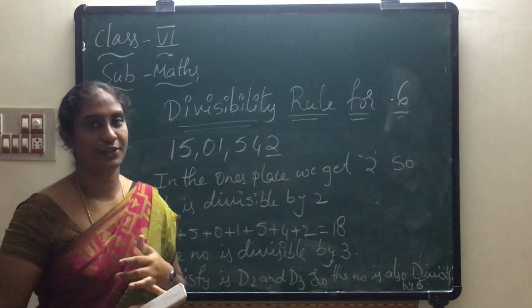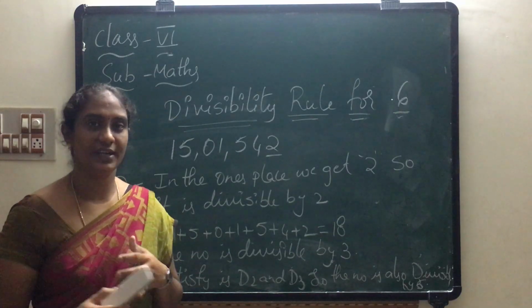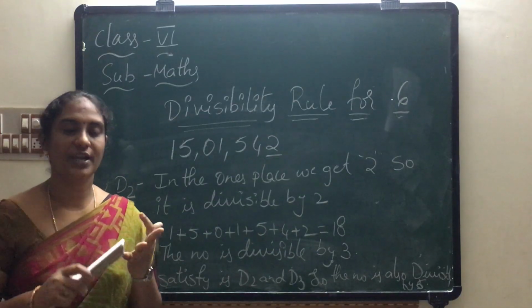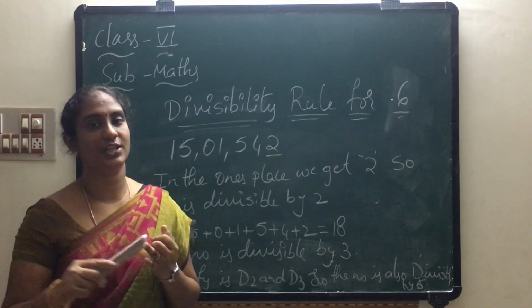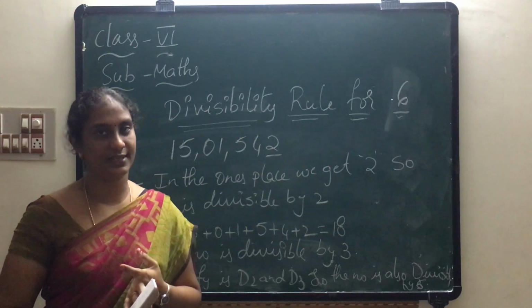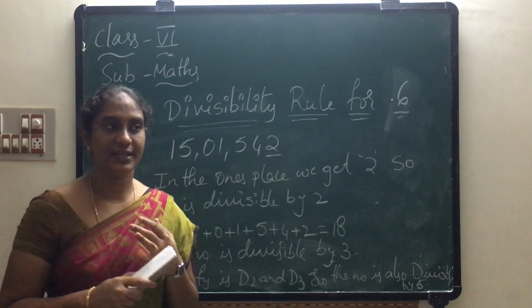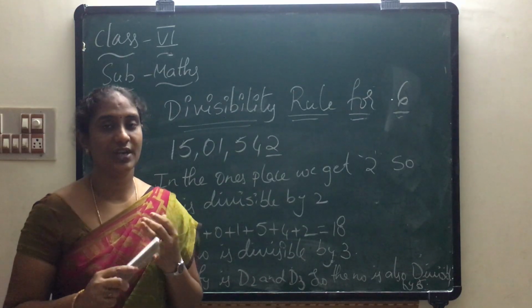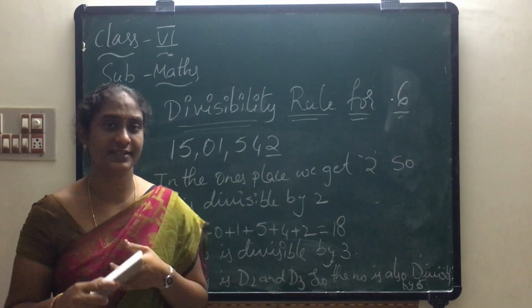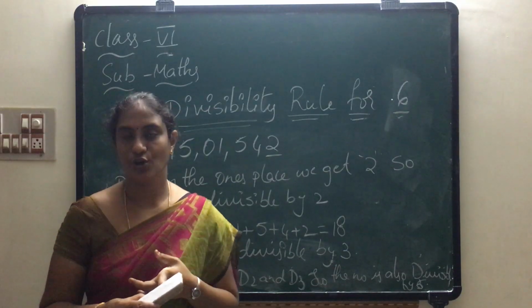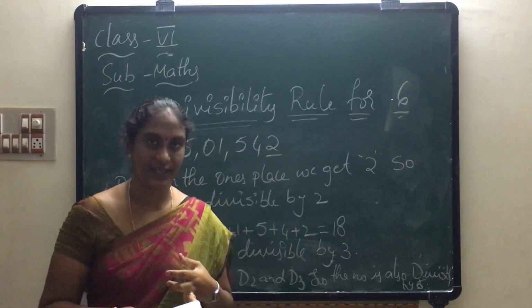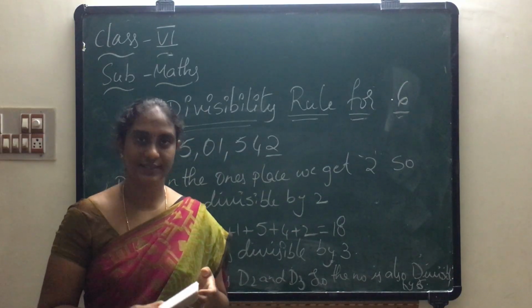If it is divisible by 2 but it is not divisible by 3, then is it divisible by 6? No, it is not divisible by 6. If in two conditions it is satisfied, then only the total number is also divisible by 6. Okay children, if it is divisible by 2 but not by 3, meaning only one condition is satisfied, then is it satisfied for 6? No, compulsorily the number must be divisible by 2 and by 3, then only it is divisible by 6.